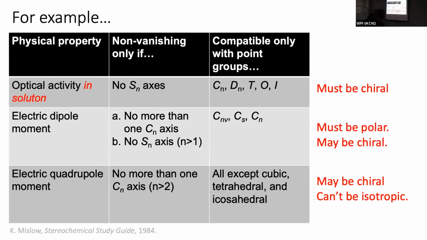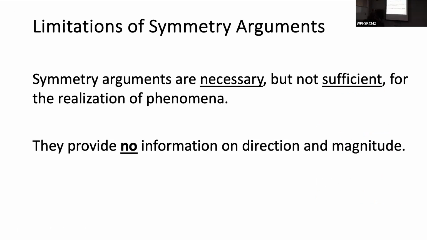We know it cannot have any improper rotation reflection axes. We know it can only have proper rotation axes, and it must be chiral. If something has an electric dipole moment, we know it has to have one polar axis. It may be chiral, but it doesn't have to be. If something has an electric quadrupole moment, it may be chiral. It must be isotropic. Isotropic, that is having more than one high order rotational axis, threefold or fourfold.